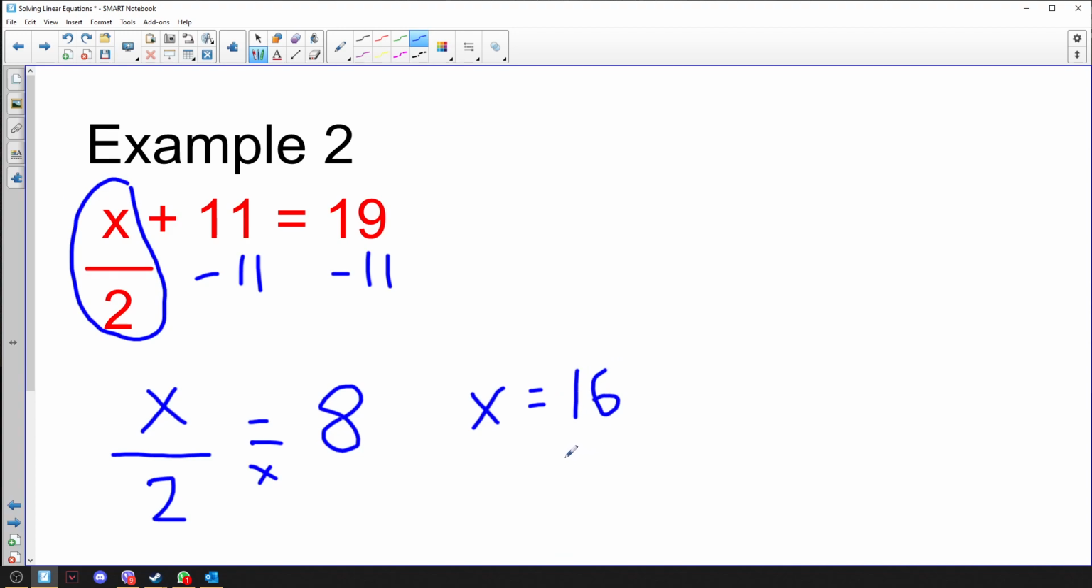And we want to double check that. We can put it in our equation here: 16 divided by 2 plus 11 equals 19. So 16 divided by 2 is 8, and 8 plus 11 equals 19. So I know my answer is correct. And of course, you might do this mentally, or you might have done this a different way as well.